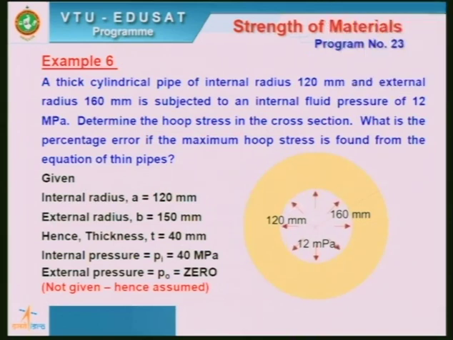So, some given data in this particular case are the internal radius 120 millimeter, external radius 150. So, you can calculate the thickness. The internal pressure is given as 40 megapascals, that is it. Please understand, nothing has been mentioned with respect to outer pressure, and we are assuming it to be 0, because nothing has been given. So, we take P naught to be 0. This is important, you need to take this value.